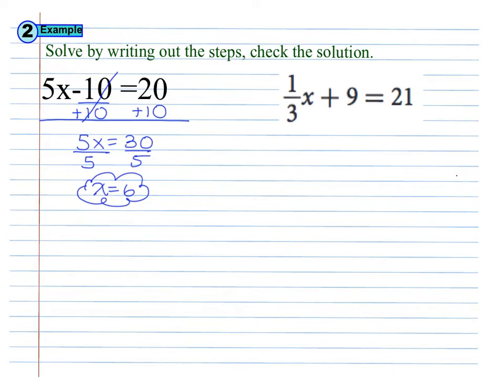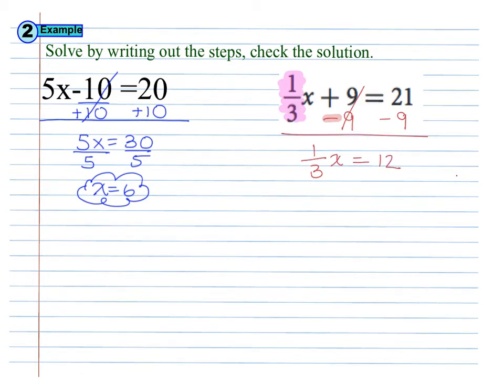Our next problem is we have a fraction at the beginning right here. Don't really worry too much for that 1/3. Remember, we're going to use a reciprocal to get rid of it. So the first thing we're going to do is get rid of our constant. So the opposite of positive 9 is -9. Subtract 9 from both sides. We're going to have 1/3 x is equal to 12.